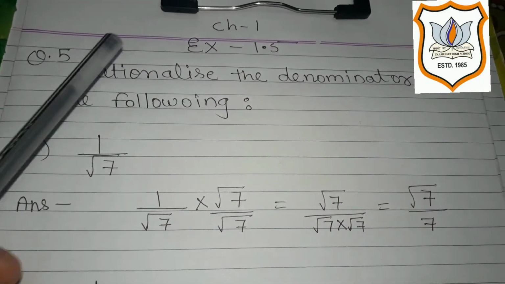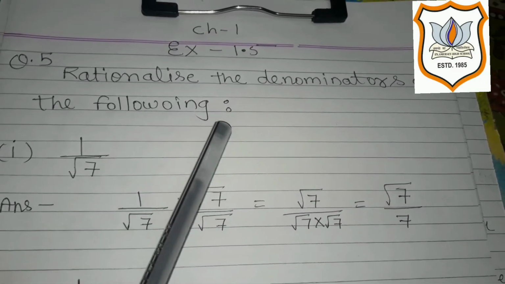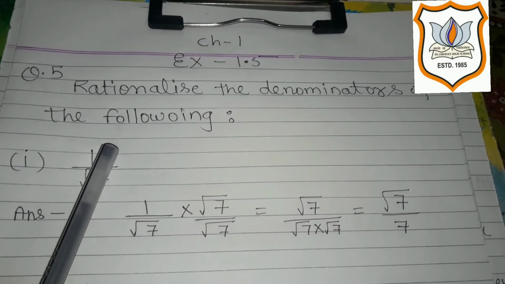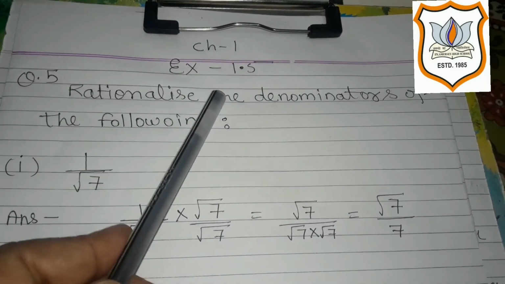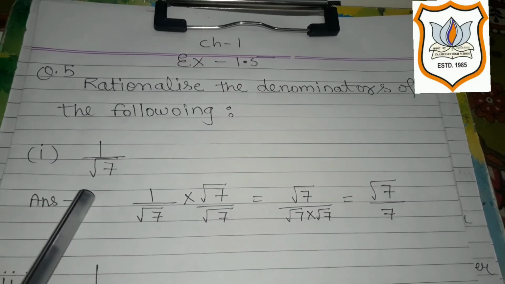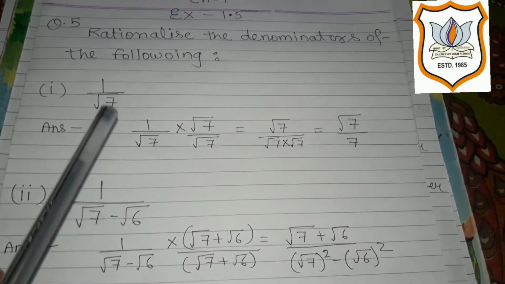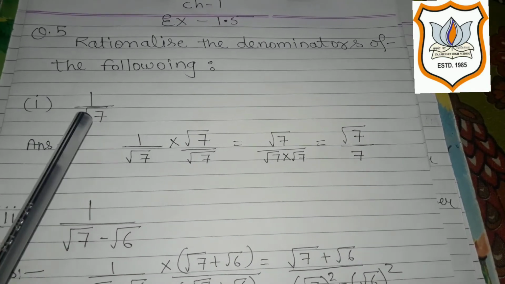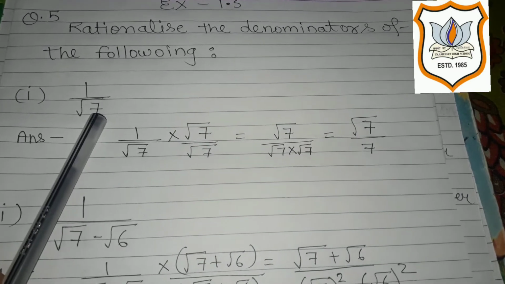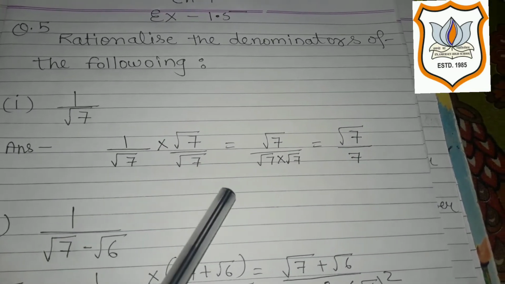Okay students, exercise 1.5, question number 5. Rationalize the denominators of the following. Okay, what do you mean by this question? Rationalize the denominator. See here, all the questions contain root values in their denominator. And what we have to do is rationalize their denominator. That means we have to remove root values from their denominator terms. For this, we have some methods.